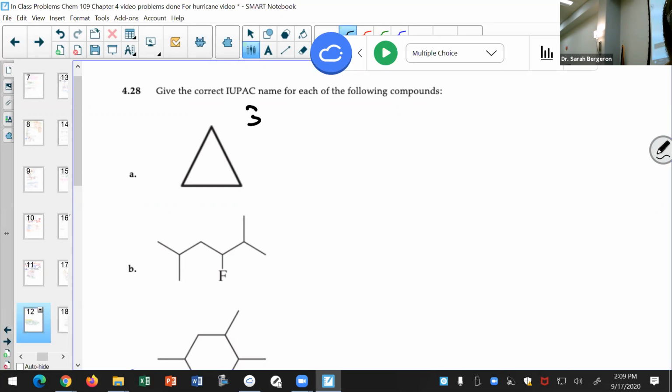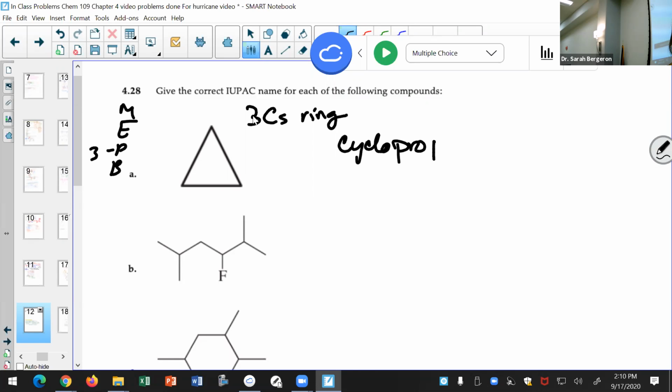We have 3 carbons. And we have a ring. What are we going to name it? Me eat peanut butter, right? So this is a cyclo because it's a ring. And then 3 carbons is what? Propyl or propane, right? So pro. And then it's all single bonds, so it's propane.